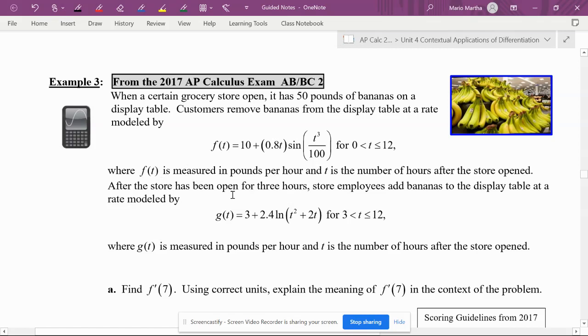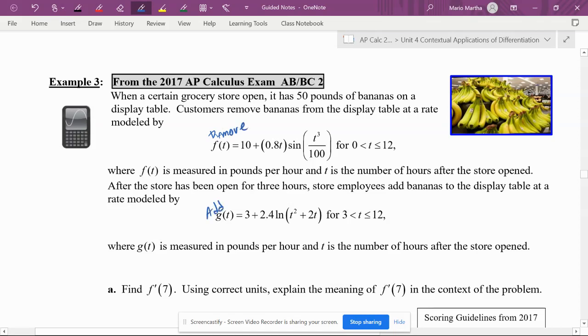After the store has been open for 3 hours, store employees add bananas to the display table at a rate modeled by g of t equals 3 plus 2.4 natural log of t squared plus 2t for t between 3 and 12. So the top one is the remove function, right? This is the one they're using to remove. And then this one they're using to add.